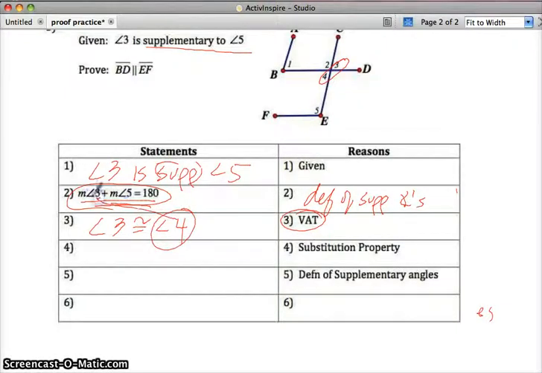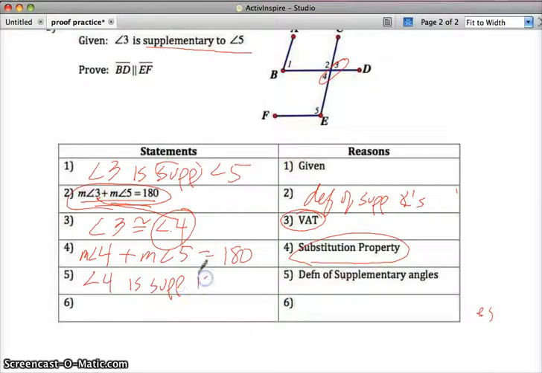Substitution. Well, this is 3 plus 5 equals 180. 3 equals 4, so therefore the measure of angle 4 plus the measure of angle 5 must equal 180. That's substitution. Then my definition of supplementary angles would then tell you that angle 4 is supplementary to angle 5. If they equal 180, they must be supplementary to each other.